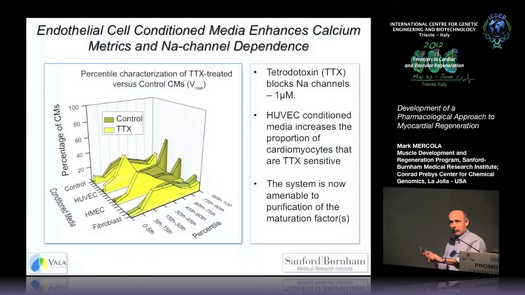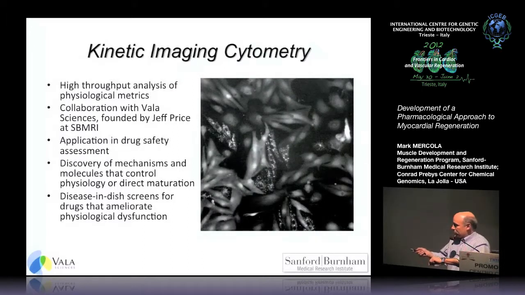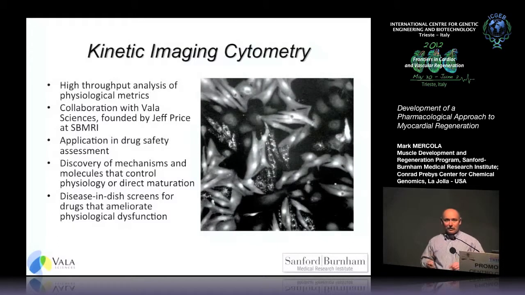So I don't know the factor yet. I believe it's less than 3,000 molecular weight based on preliminary data. But what I'm using this for is an illustration that we can use this instrument as an assay to identify molecules that stimulate the maturation of cardiomyocytes, which has long been my goal. Okay. So in summary then of kinetic imaging cytometry, I think we're now successful at having an instrument that can read out high throughput physiology. And then, of course, this will have many applications, especially in the disease in dish types of assays that we heard about yesterday.